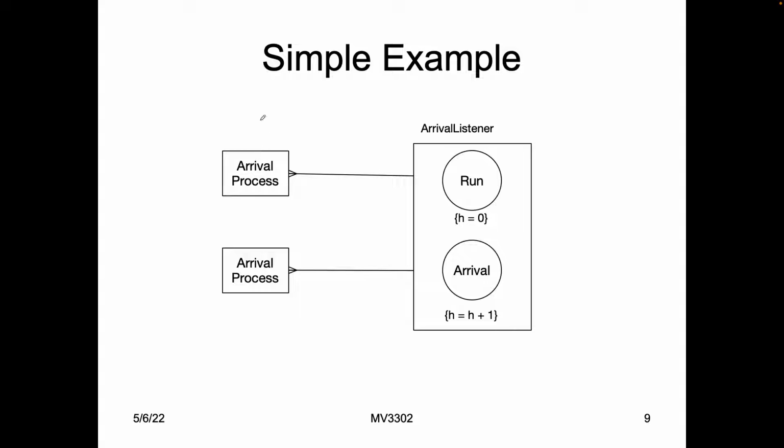So the way that it works is that this arrival process has an arrival event. When that occurs, that's heard by the arrival listener and it increments its state variable. Every time this arrival process has an arrival event, its arrival event is heard by the listener and it updates it.